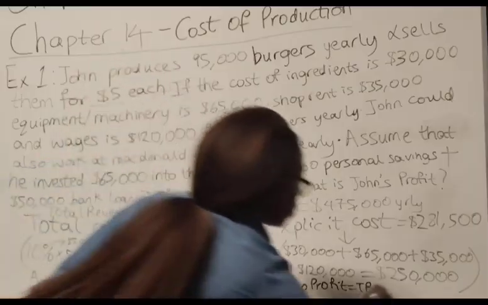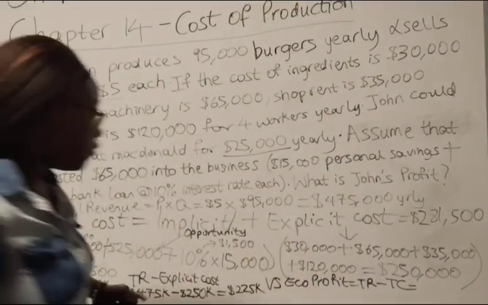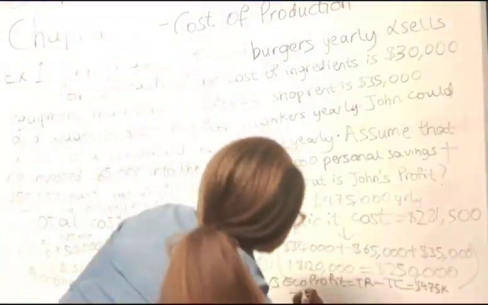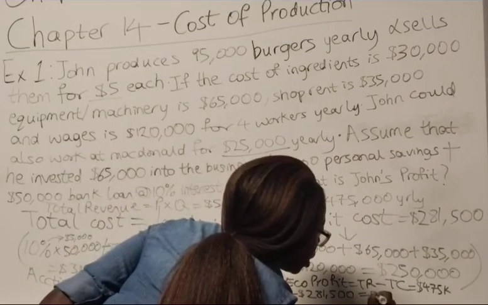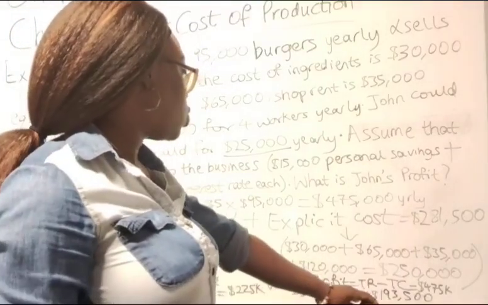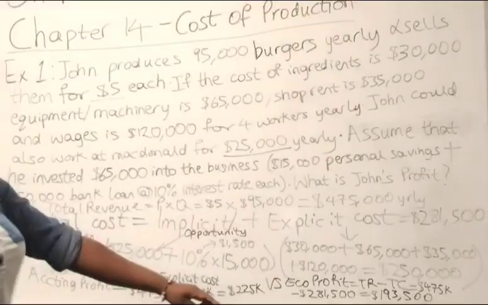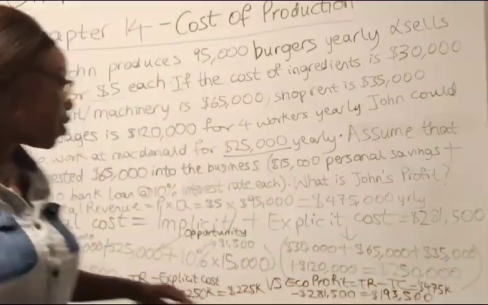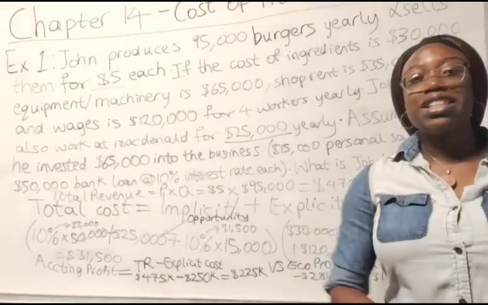So total revenue minus your total costs, and that is simply 475K minus 281,500, and that is going to give you $193,500. So in that way, your economic profit is going to always be lower than your accounting profit, because your economic profit includes an additional cost, which is your implicit or your opportunity cost, that your accounting profit doesn't account for. So let's add a dynamic to it.